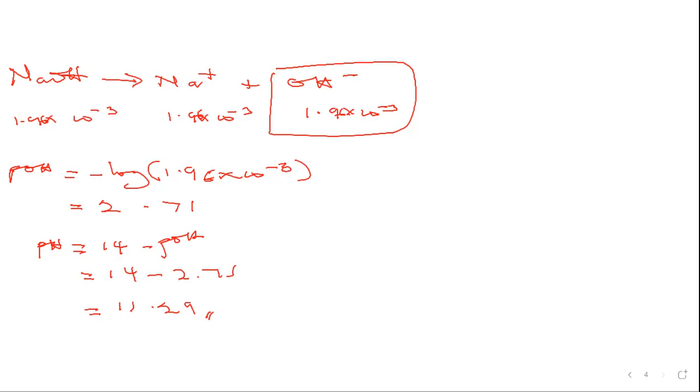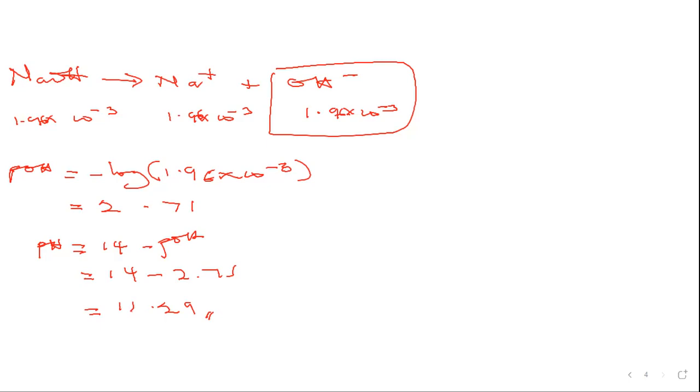Now, how do we form a buffer? Buffer is formed simply between one, a weak acid and any of its salts, or a weak base and any of its salts. Whenever you combine a weak acid and any of its salts, you're able to get a buffer solution. When you combine a weak base and its salts, you're going to get a buffer solution. So we can have an acidic buffer solution, or acid buffer, and then a base buffer. Does that make sense?